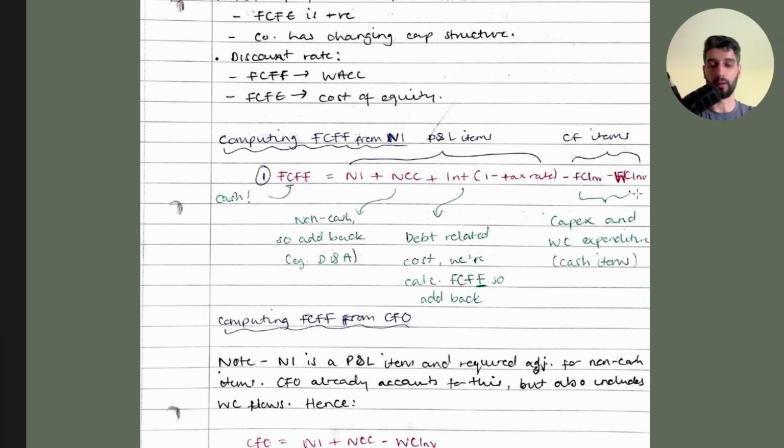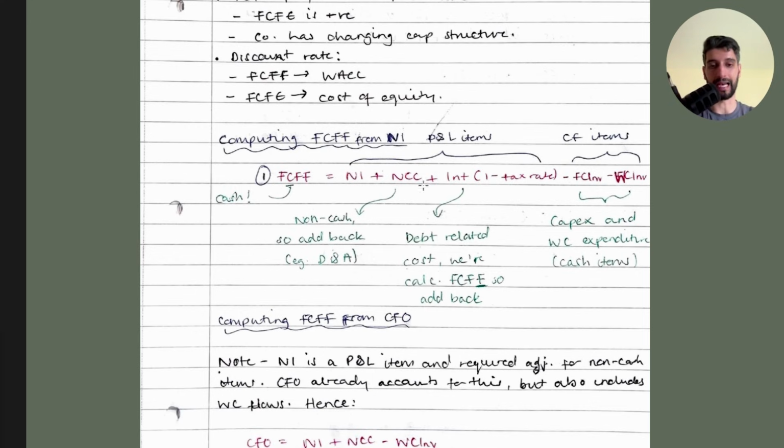So free cash flow to the firm equals net income, or NI, plus NCC, which is non-cash charges, plus interest times 1 minus tax rate, minus fixed capital investment, minus working capital investment. So there's quite a lot of components there. Let's break this down further. So the first thing to call out is this is free cash flow to the firm. So everything here, all the adjustments we're making to net income are adjusting for cash.